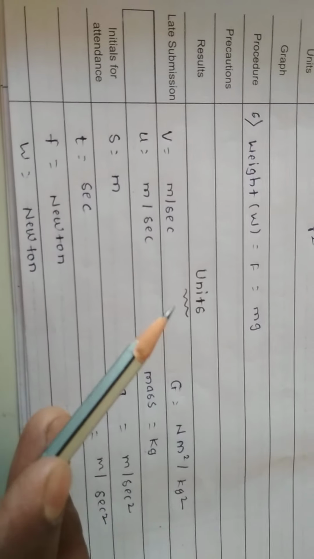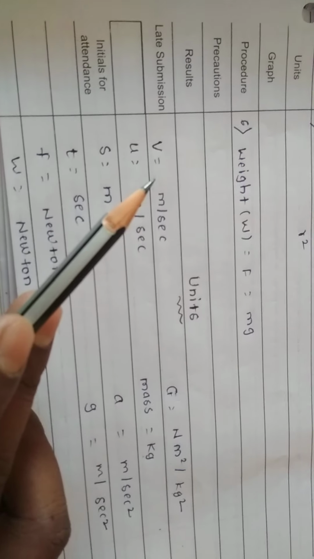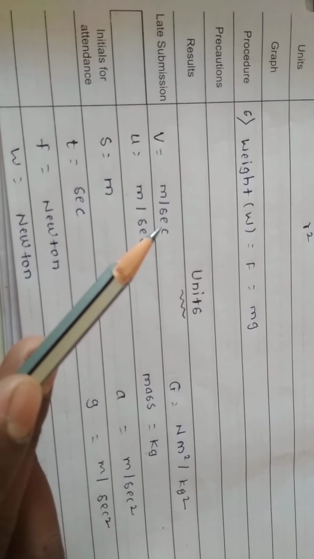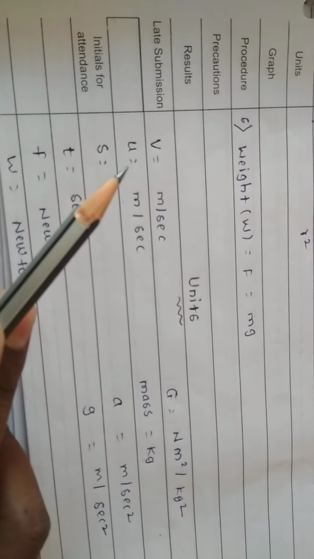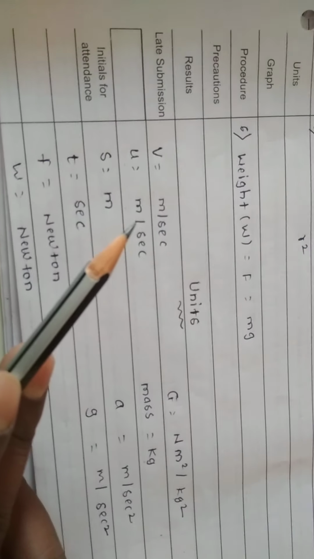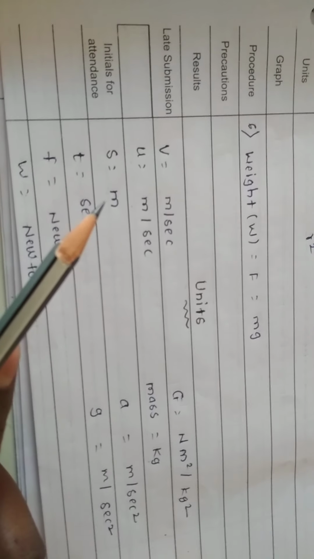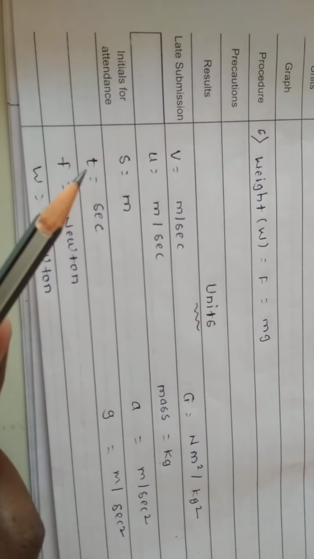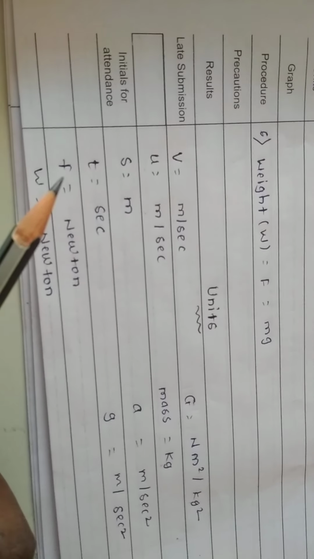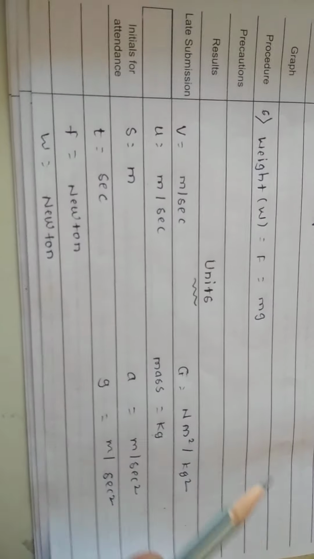And in these numericals we are using some units. Velocity we can measure in meter per second. V means final velocity and u means initial velocity, and we measure both in meter per second. s means distance, which we measure in meter. t we measure in second. F means force, which we measure in Newton, and weight is also measured in Newton.